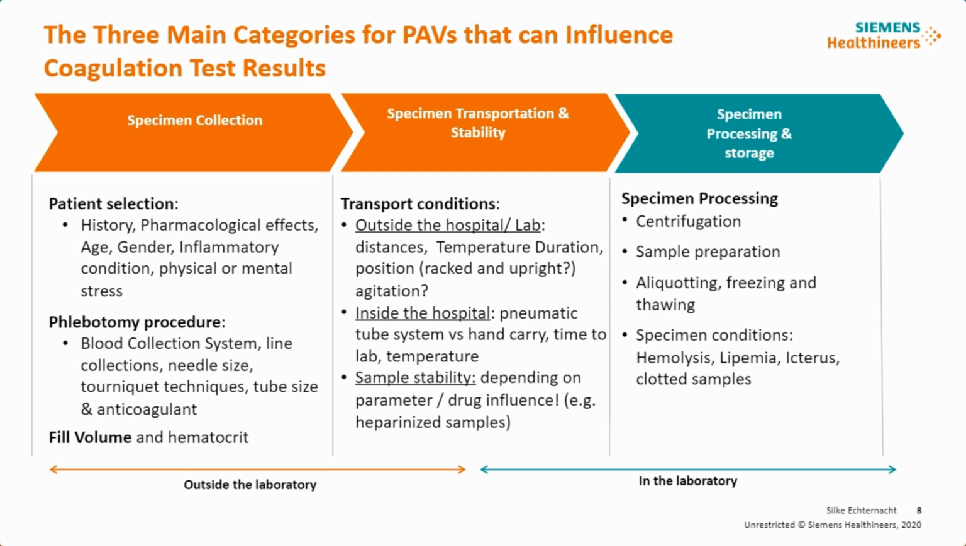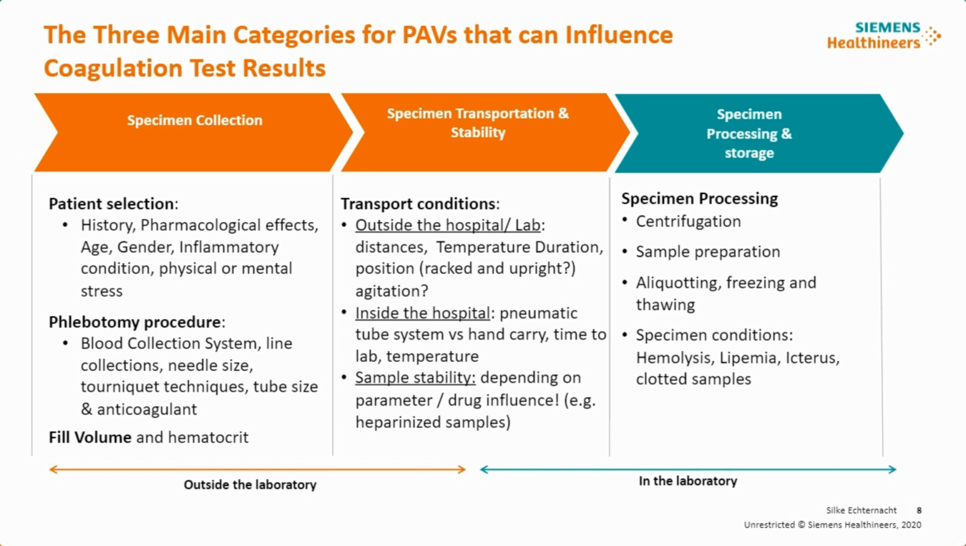How long does that process take from when the sample is drawn to when it's delivered to the laboratory? And of course, any fluctuations in temperature, all of which affect specimen stability. Because again, the longer it takes the sample to get from point A to point B, the laboratory, the higher the probability that there may be some influences of drugs on board that could potentially influence your testing. And that third bucket is processing and storage.